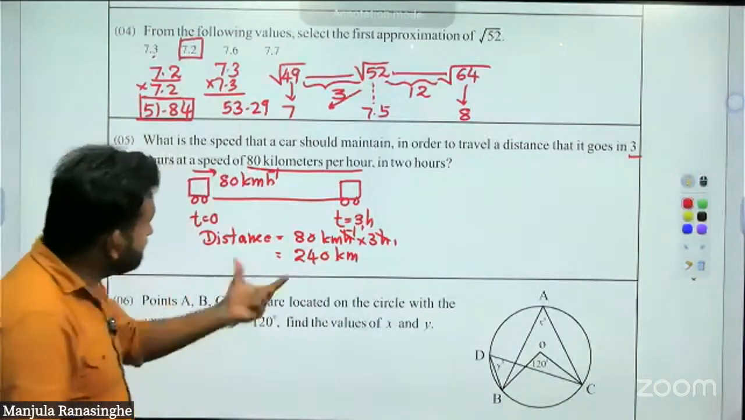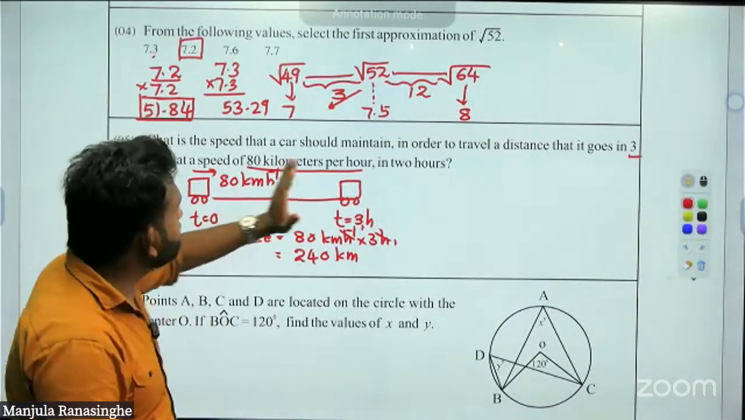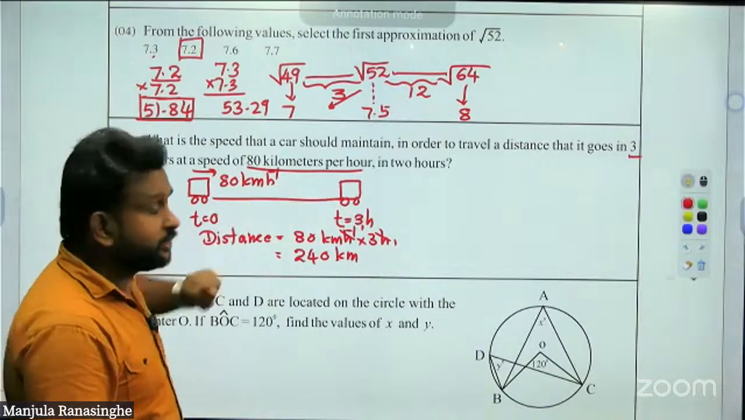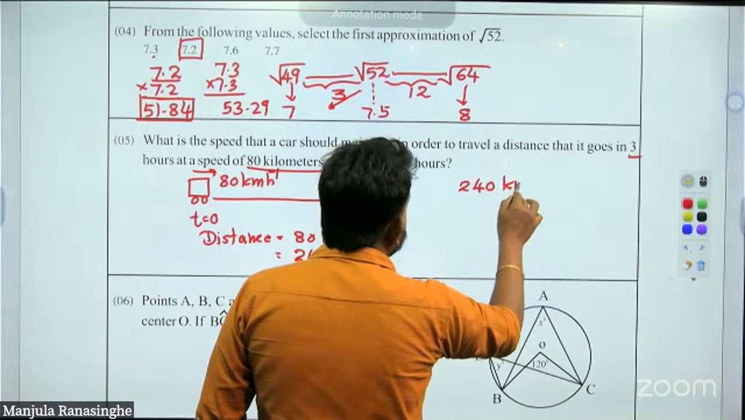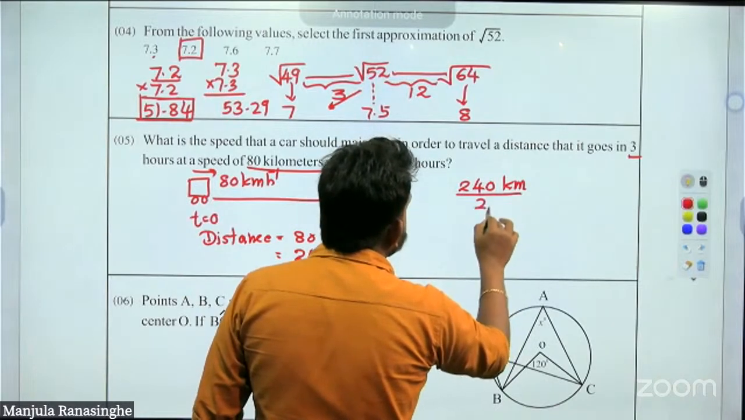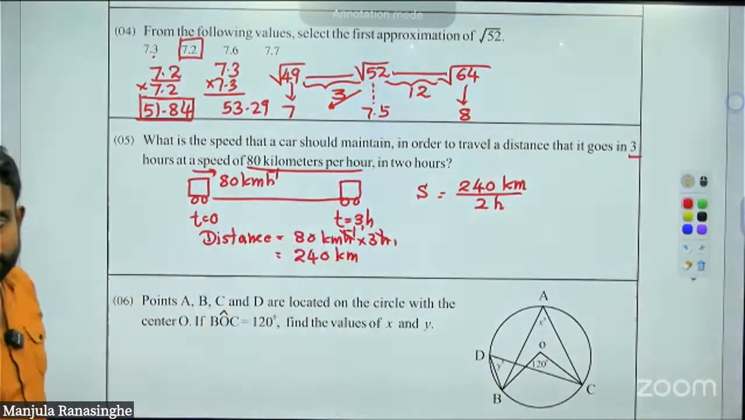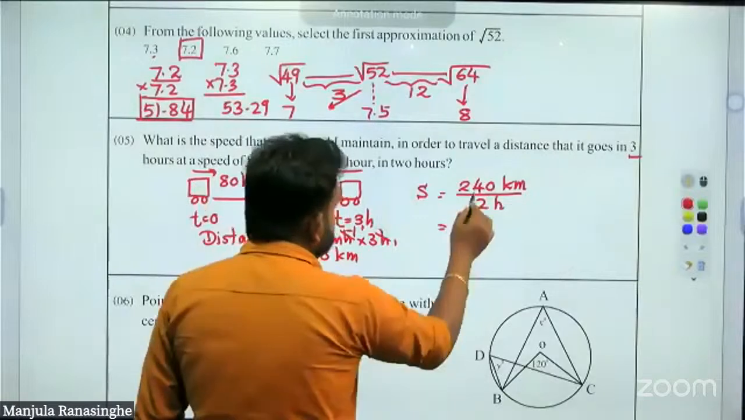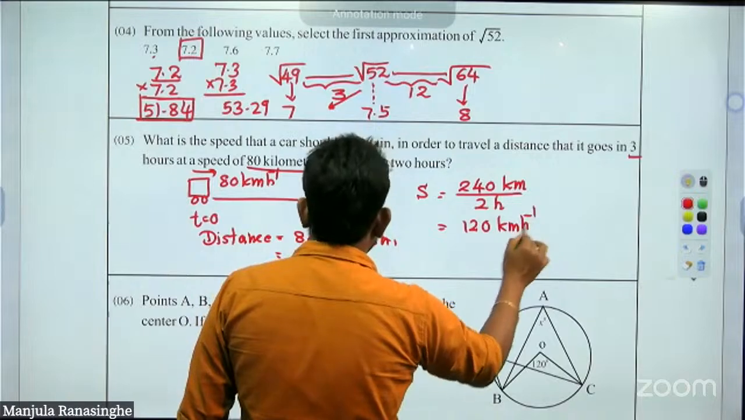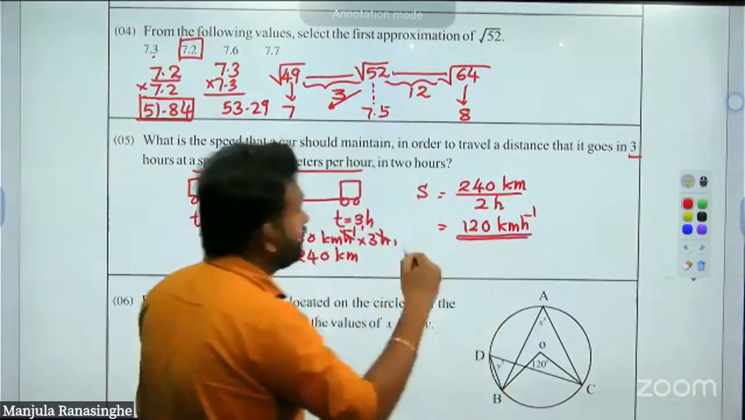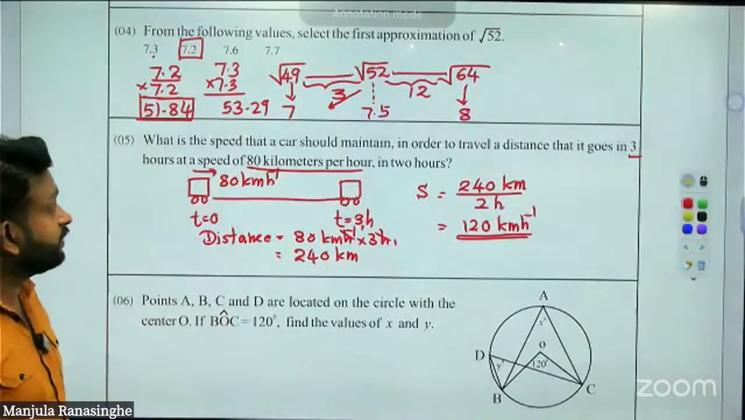So that is the distance traveled by that car, and the new car has to cover the same distance, 240 kilometer, in just 2 hours. We know that speed equals distance over time. Now 240 divided by 2 means 120 kilometer per hour, right? So that car has to maintain 120 kilometer per hour as its speed to cover that distance in 2 hours.